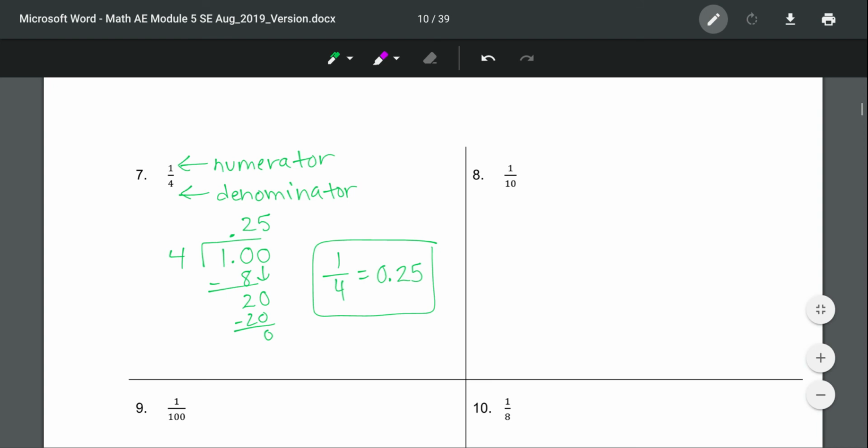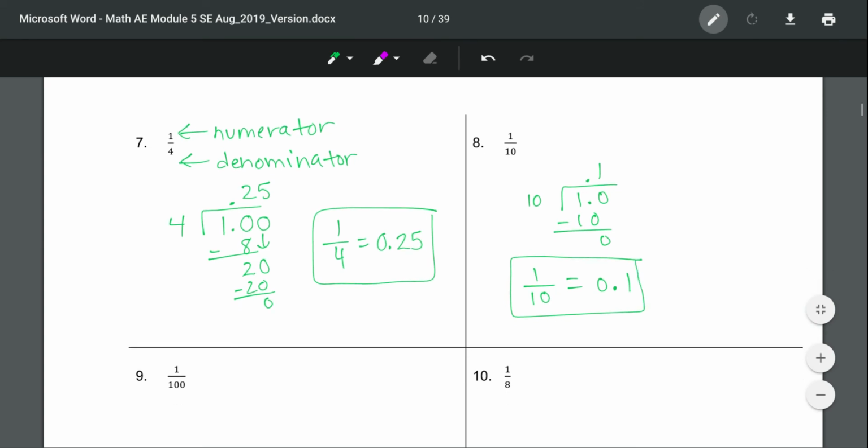Okay, next we have 1/10. So you can divide 1 by 10. 10 doesn't go into 1. So add a decimal point, add a 0. 10 goes into 10 once. 1 times 10 is 10. So that means that 1/10 is equivalent to 0.1. I'm going to add a 0 in front of the decimal as a placeholder.